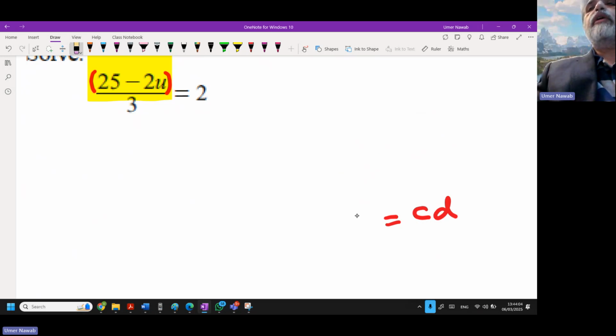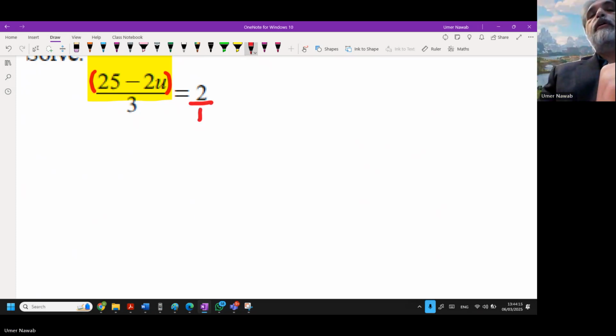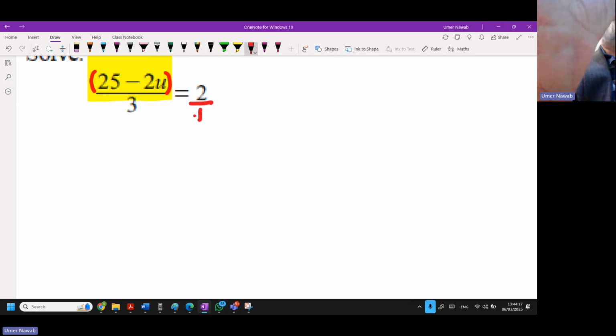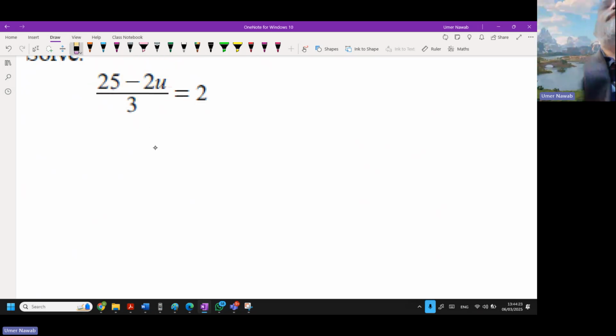So in this scenario, guys, I have a fraction on the left-hand side, 25 minus 2u in the numerator and 3 in the denominator. On the other side, I have 2 over 1. So am I allowed to multiply 1 with 25 minus 2u and 3 multiplied with 2? So let's go ahead and do this.